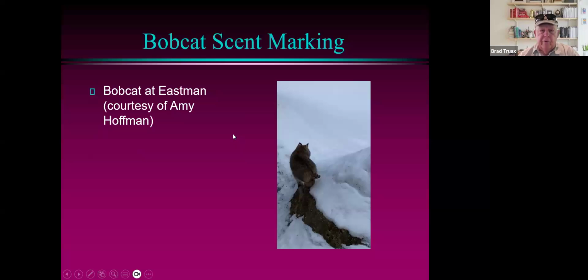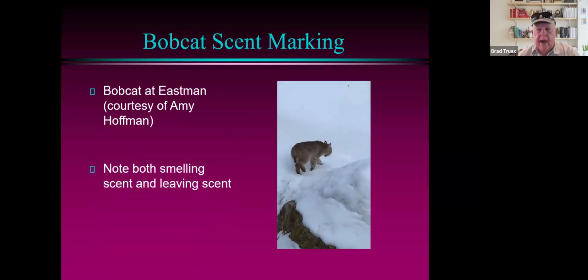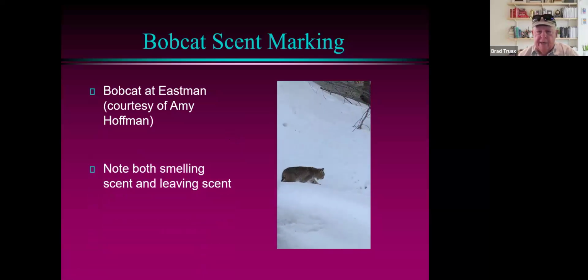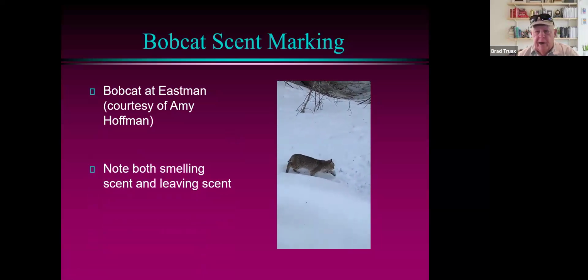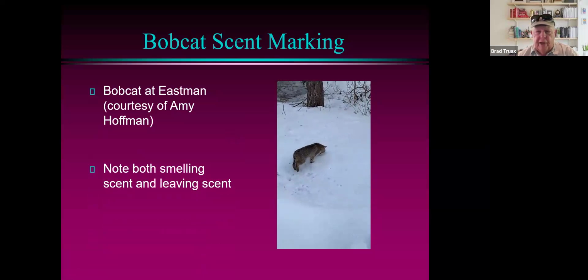Once again, many of you have seen this video. This is courtesy of Amy Hoffman here at Eastman. And we'll note both smelling scent and leaving scent. So here the bobcat, which is probably a female based solely on the relatively small size of this bobcat. So here she's going over. She's going to be sniffing at some areas. So another bobcat may have left some scent there. And now she's going to leave some of her own scent.